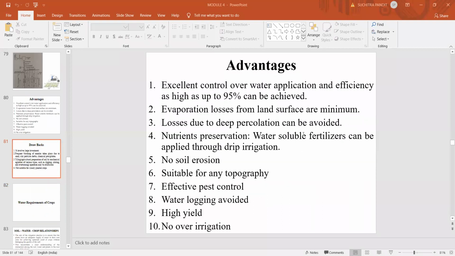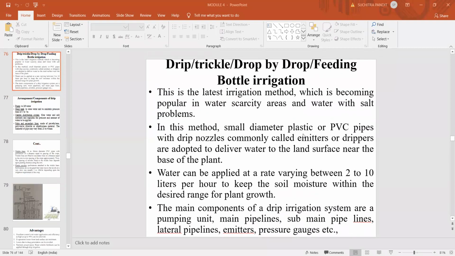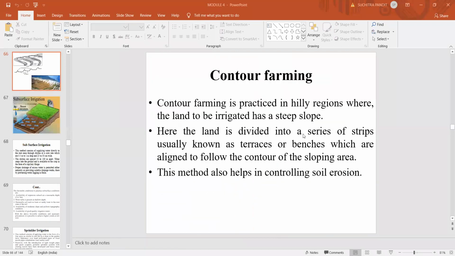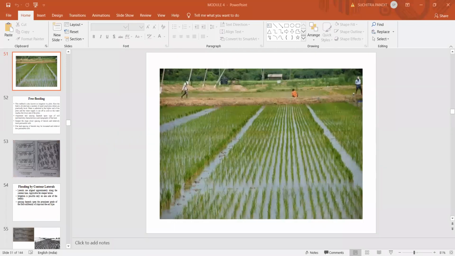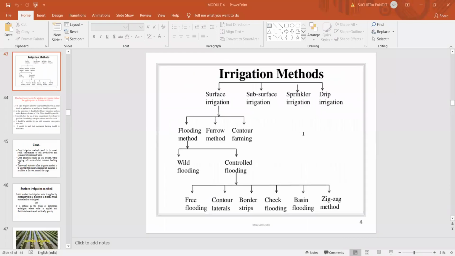So this completes the various methods of irrigation, that is, the surface method of irrigation, the subsurface method of irrigation, the sprinkler method of irrigation, and the drip irrigation. So these are the 4 basic methods of irrigation.